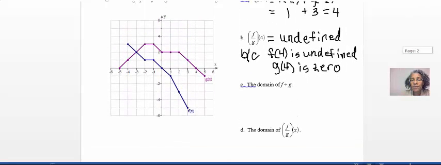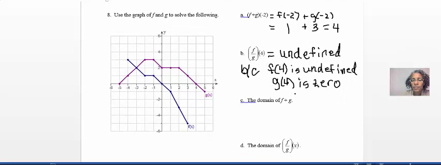The domain of f plus g is all x values, or the set of all x values, for which f and g are defined.